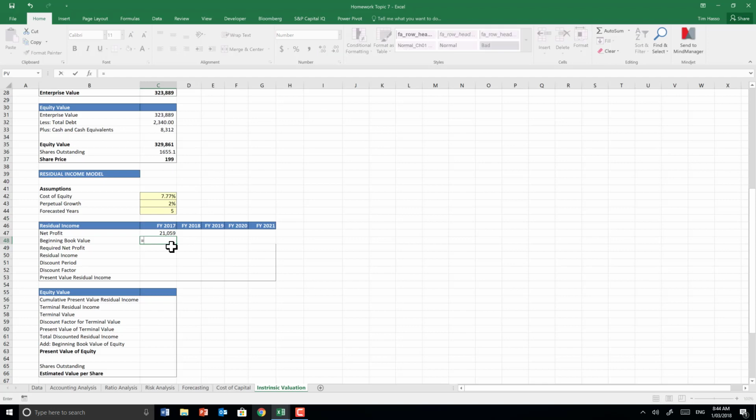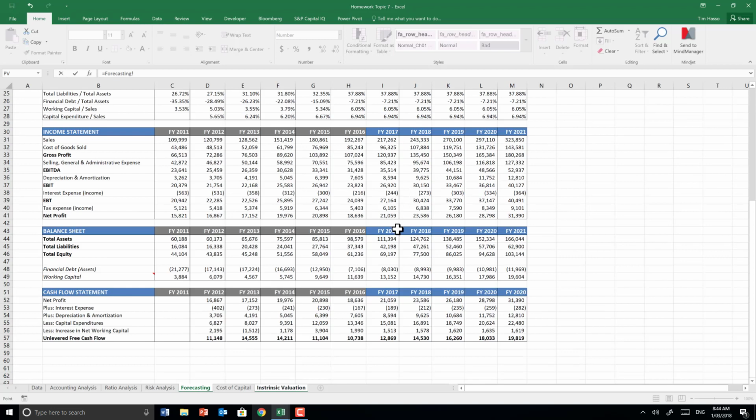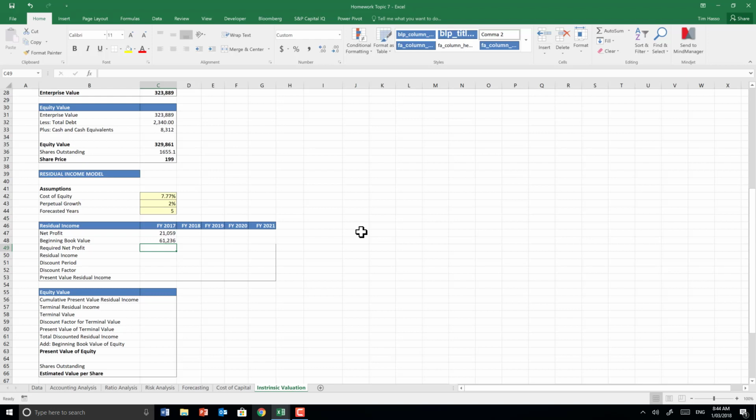So the beginning book value for 2017, you can also grab from the forecasting sheet, but you have to remember that assets, or basically anything on the balance sheet, is always captured at the end of the period. So in order to figure out what the beginning value is, you effectively need to take the ending equity in 2016. So this will give you the beginning book value for 2017, so H46. Now, your required net profit is merely equal to your beginning book value multiplied by the cost of equity. And again, remember to lock that cell because we're going to be dragging it to the right.